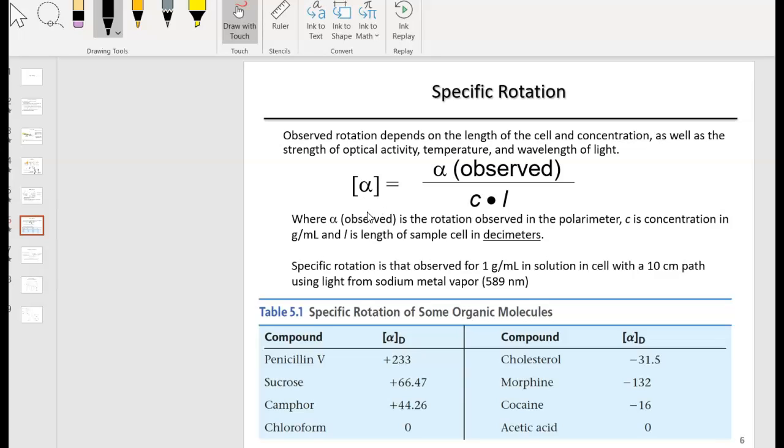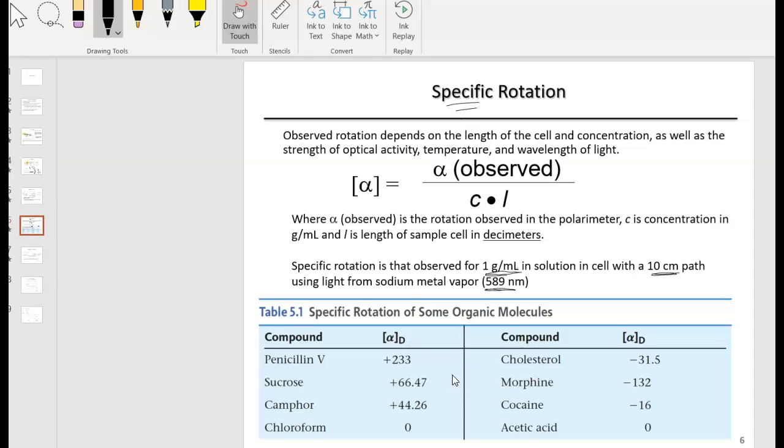Again, the specific rotation of a compound is defined as the observed rotation under specific, standard conditions. And what are they? We use a 1 gram per milliliter concentration of the solution, a path length of 10 centimeters, and a sodium vapor lamp with 589 nanometers as the wavelength. So we keep the concentration, the path length, and the wavelength of the light constant, and then we observe the rotation of the light, and that is what is called the specific rotation.